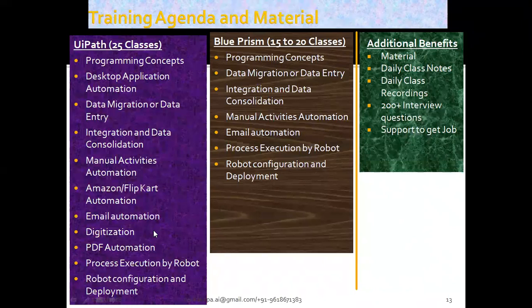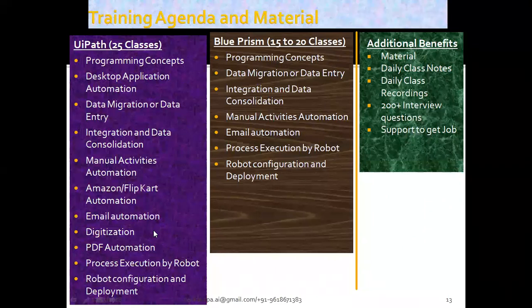Digitization. Some PDF documents, for example, a hospital. They scanned all the health reports, and after 10 years or 15 years, the patient came again. You want to analyze all those documents based on some criteria. That is also possible. That is PDF automation. This is also part of digitization.